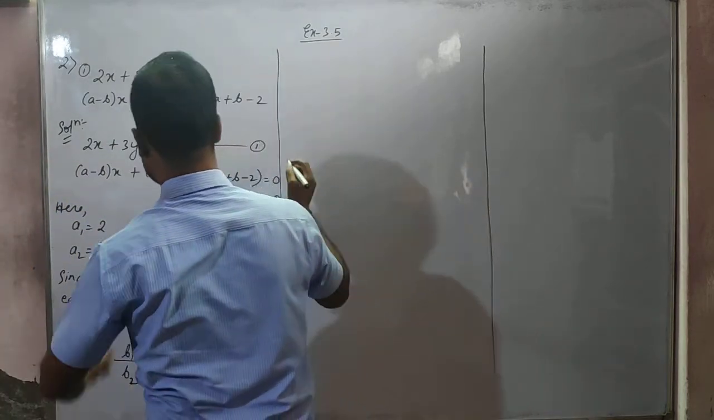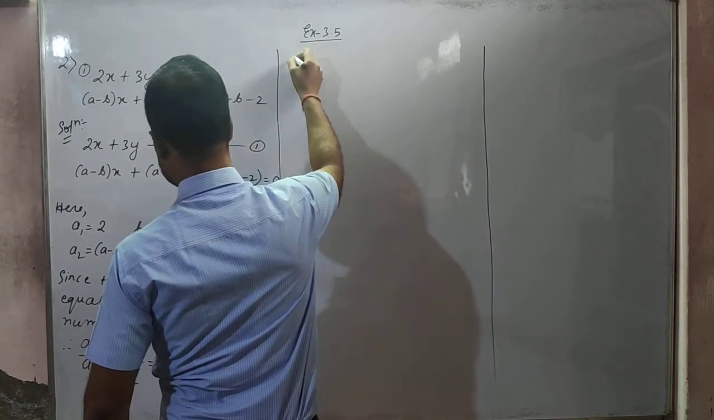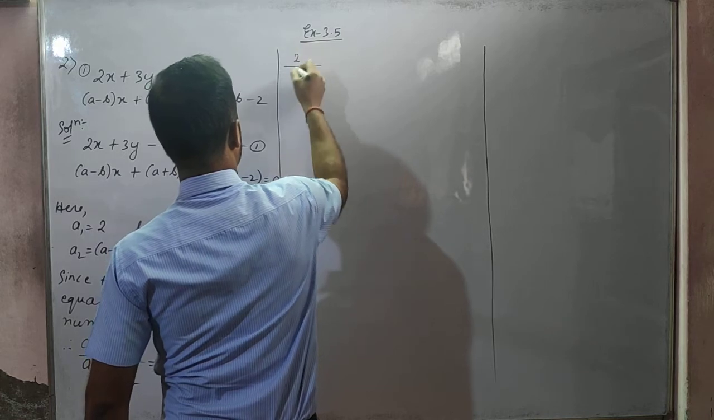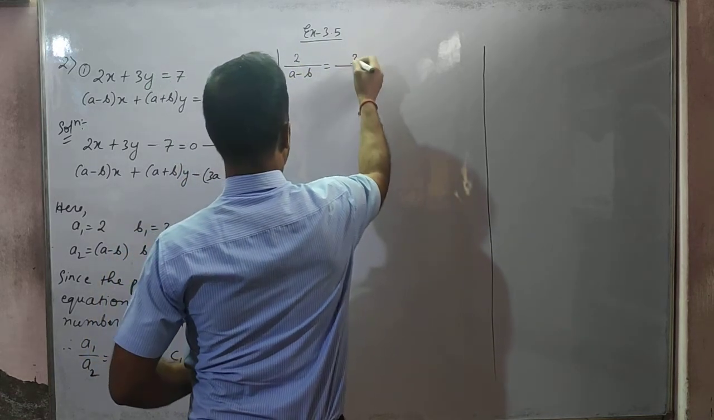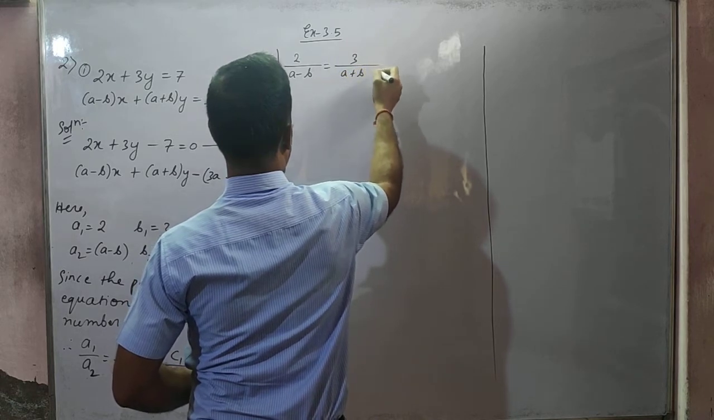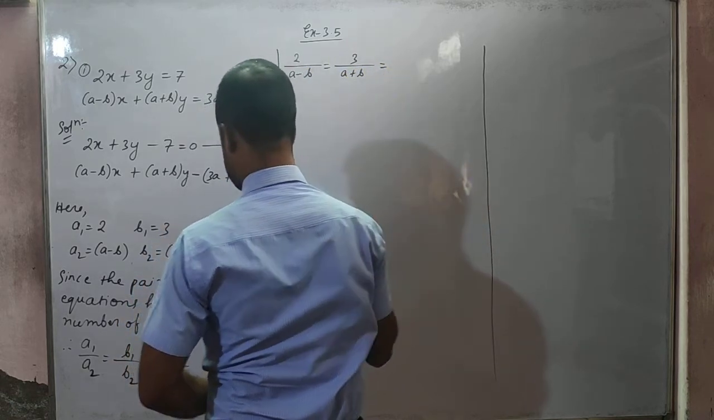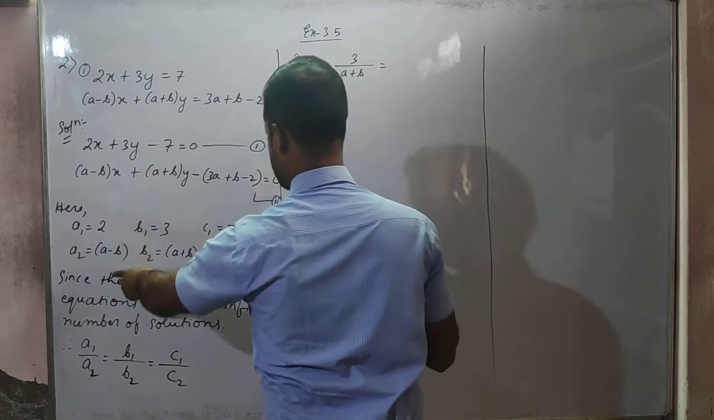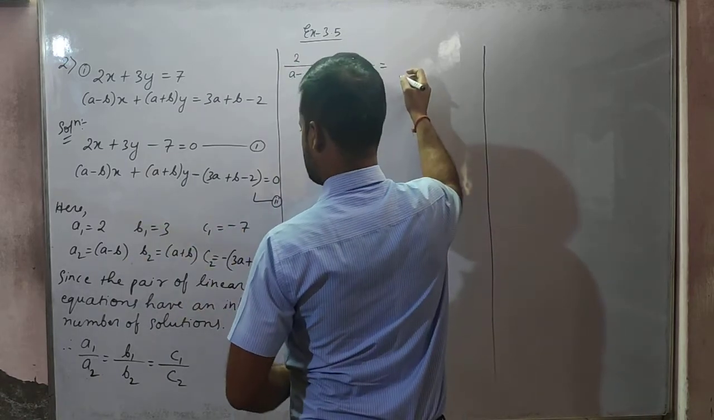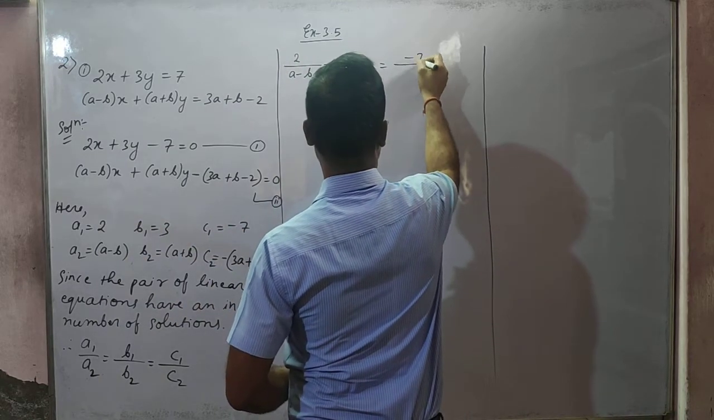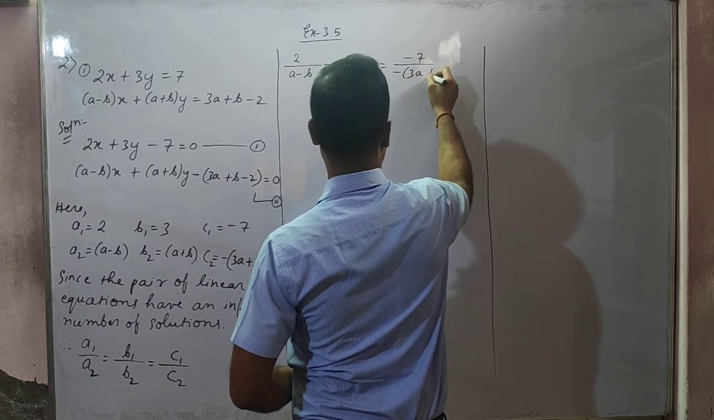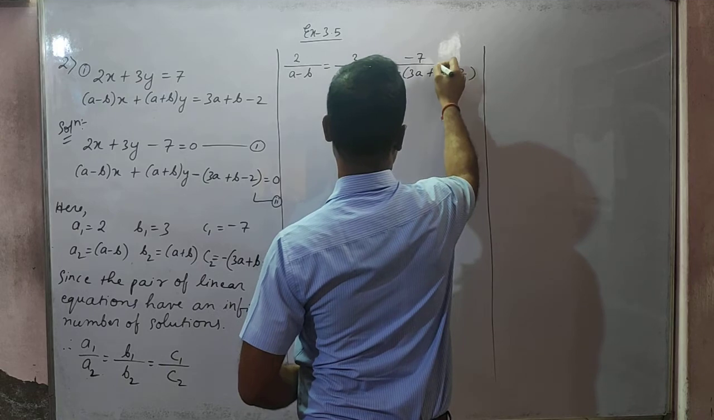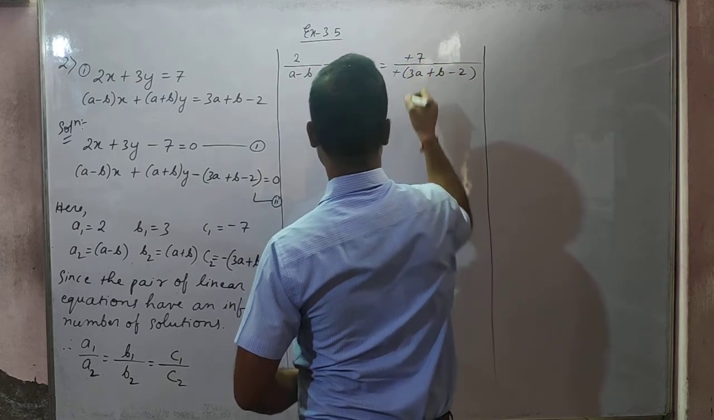So students, 2 by (a minus b) is equal to 3 by (a plus b) is equal to minus 7 by minus (3a plus b minus 2). So minus is cancelled.